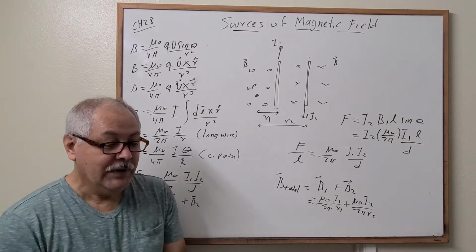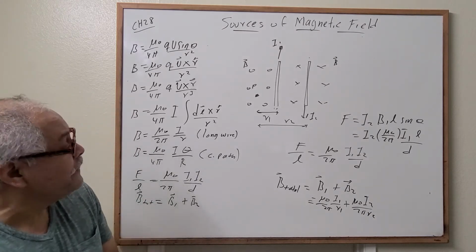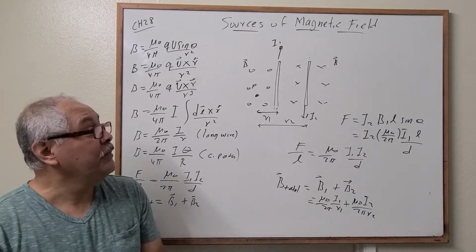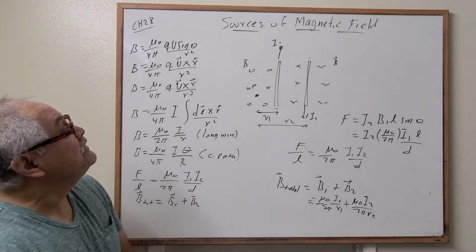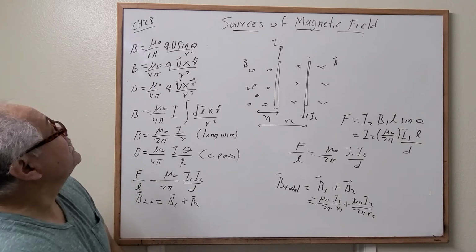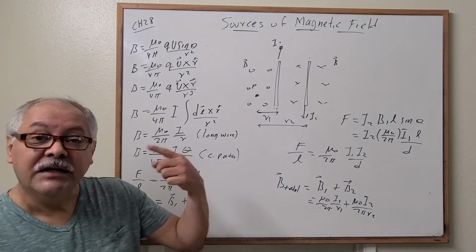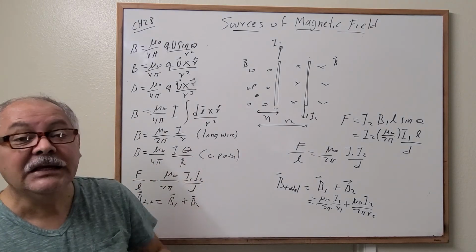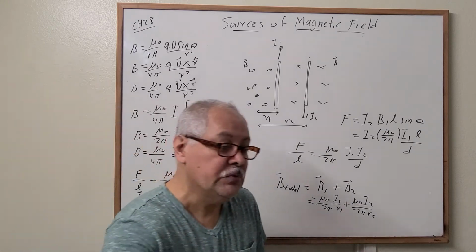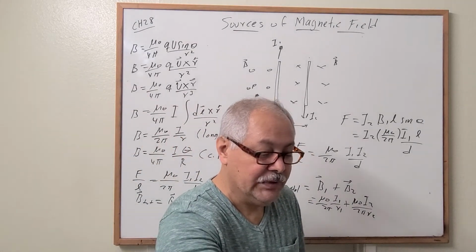Perfect. Great. Now let's go for the last topic of this session, for chapter 28. The last topic is going to be the magnetic field produced by circular loops. Let's do it.